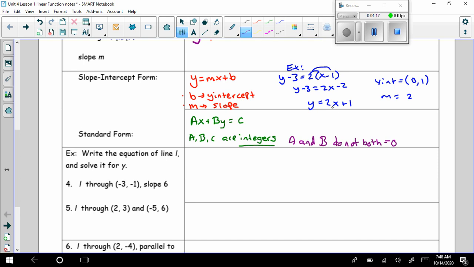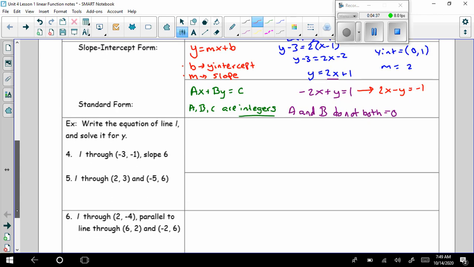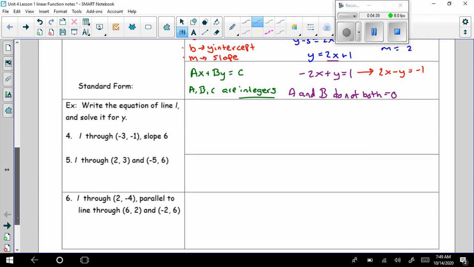And so for this one, to get it in standard form, we're just going to move our x to the other side. So negative 2x plus y equals 1. Again, often in a textbook, you'll see them flip all those signs so that you have 2x minus y equals negative 1. I don't care which one you use. And they just like to make the lead coefficient positive.